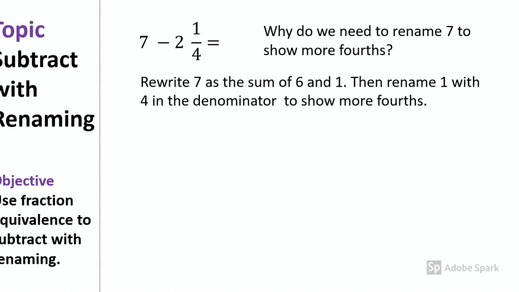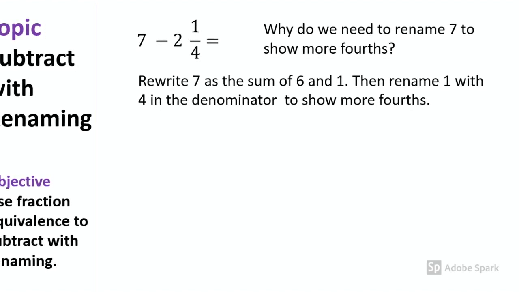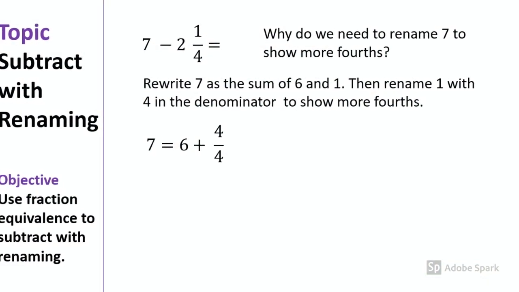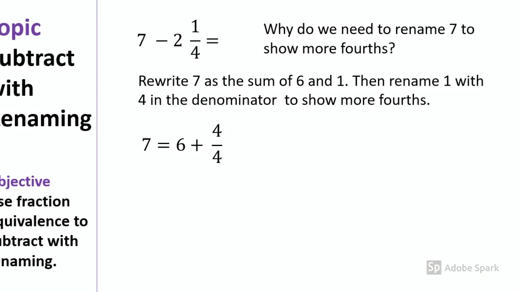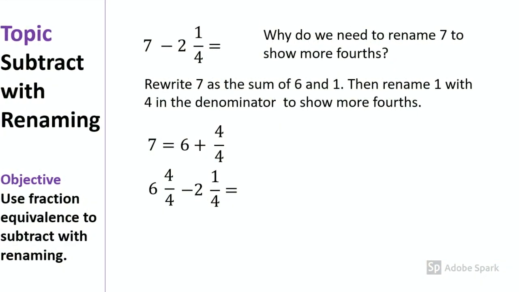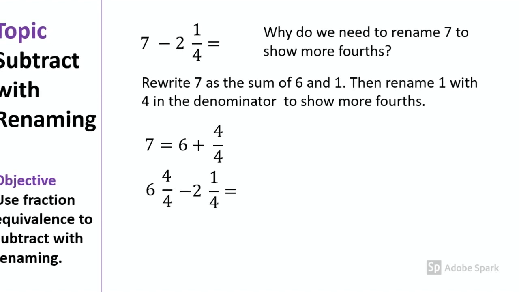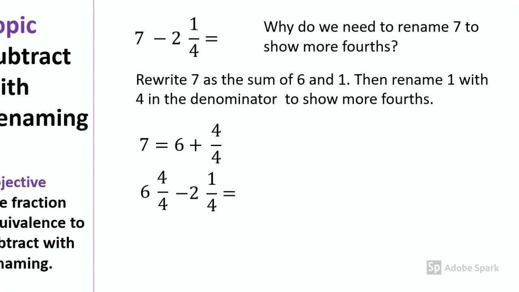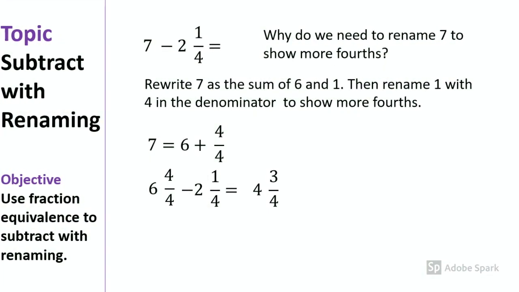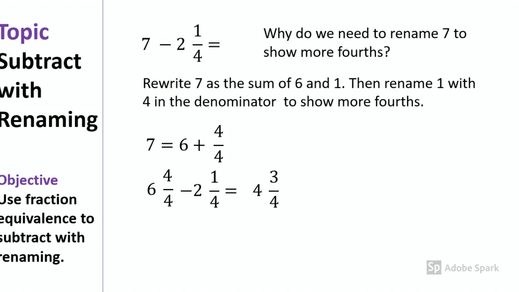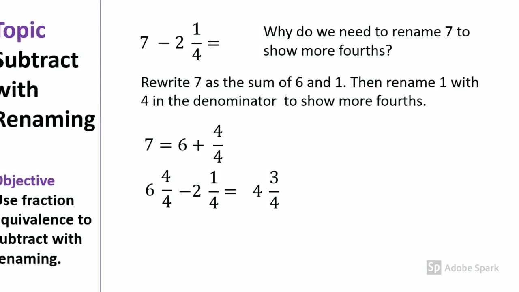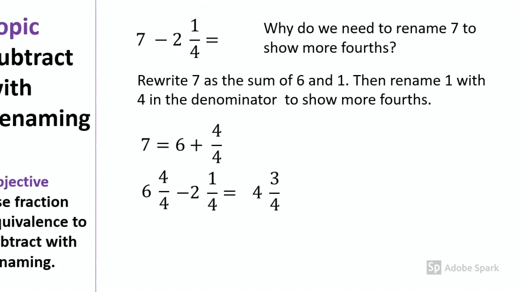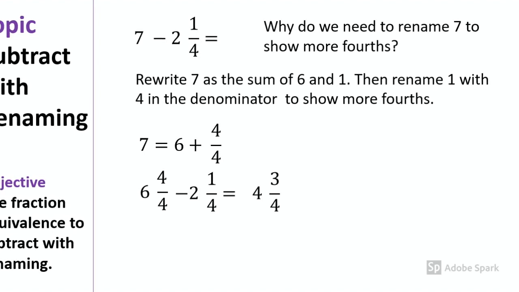So we're going to rewrite 7 as the sum of 6 and 1. Then we're going to rename 1 with 4 in the denominator to show more fourths. Therefore, 7 is equal to 6 plus 4/4. Now we have mixed numbers. The fractions have the same denominators. Therefore, we can work right away on subtracting the whole numbers. 6 minus 2 is equal to 4. And then, on working with the numerator, 4 minus 1 is equal to 3. Retaining the denominator, which is 4, the answer is 4 and 3/4.